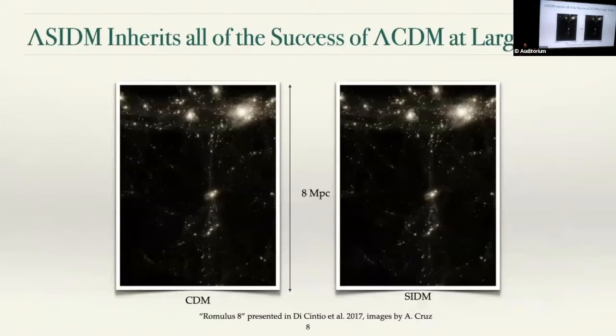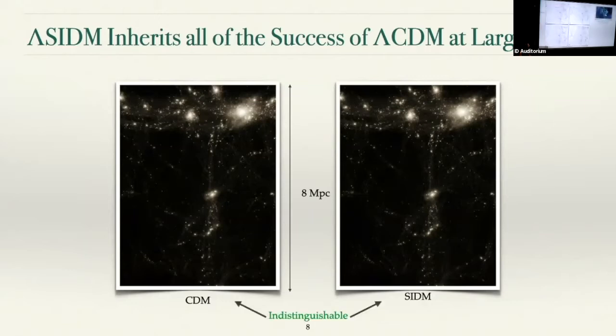And now let's think about the large scales. So this is a cartoon picture showing that lambda SIDM, excuse me, inherits the large scale success of lambda CDM. So here I'm showing a volume from Romulus 8. And this is CDM on the left, and on the right is SIDM with a cross section of 10 centimeters squared per gram. And if you look at them, you'd say, oh, they look the same, they're indistinguishable.